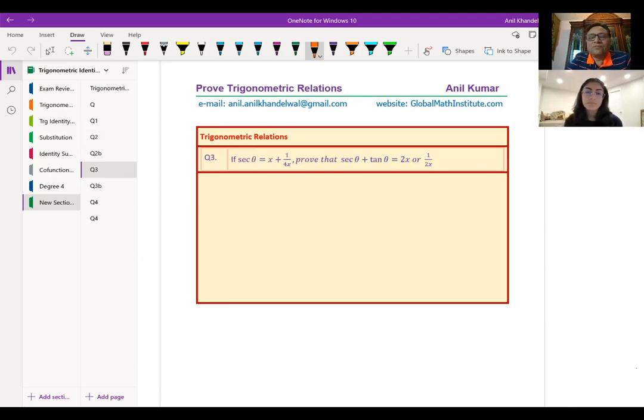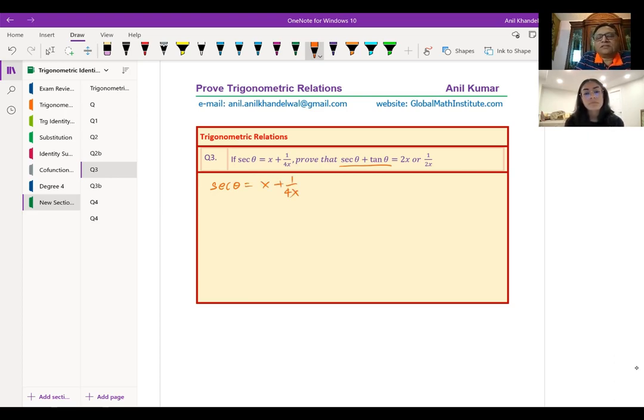It's very difficult. So secant theta is given to us as x plus 1 over 4x. We need to find what is secant theta plus tan theta. It could be 2x or 1 over 2x. How do we do this, right? So we know secant theta is equal to x plus 1 over 4x.